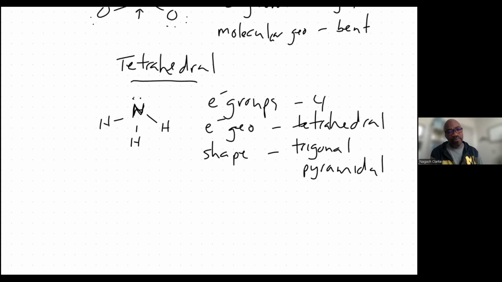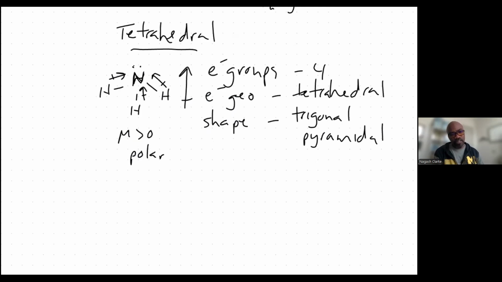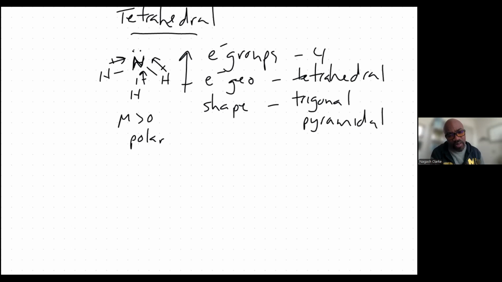What about polarity? The nitrogen-hydrogen bond is polar, right? There's electron density movement towards the nitrogen, and since everything is on an angle, there's going to be a resultant dipole. So my dipole moment is greater than 0, so it's polar. That's the first tetrahedral. Let's look at water.